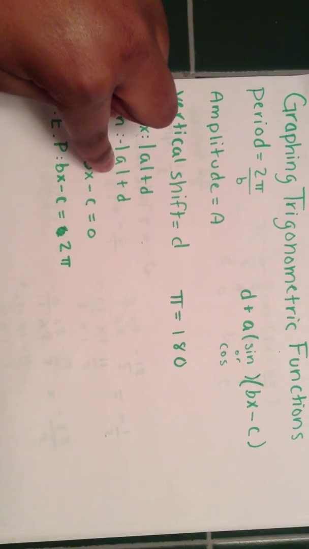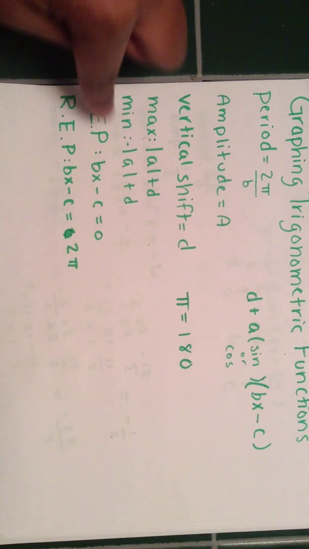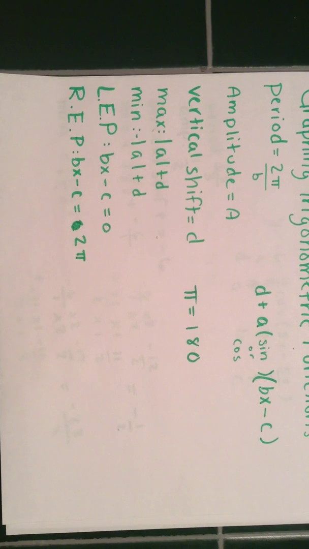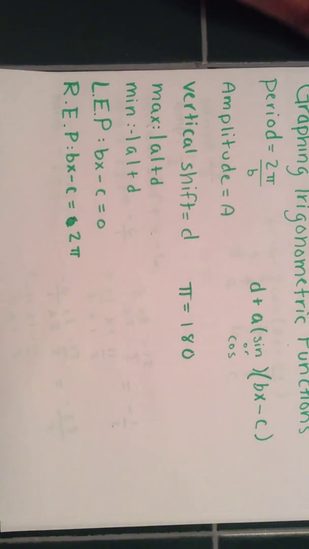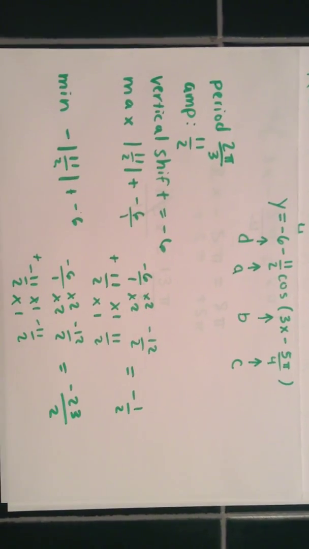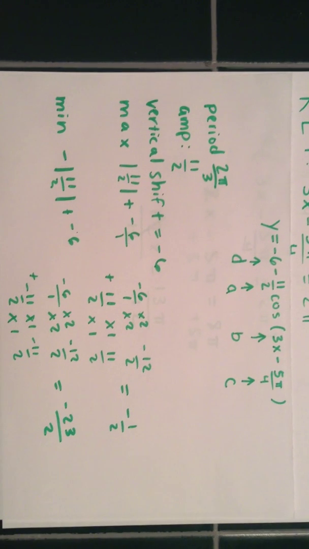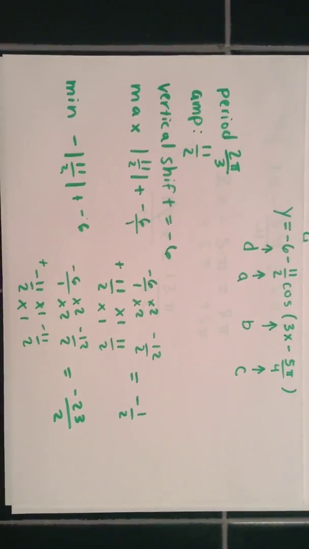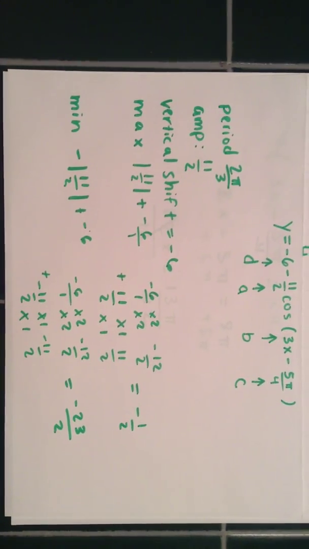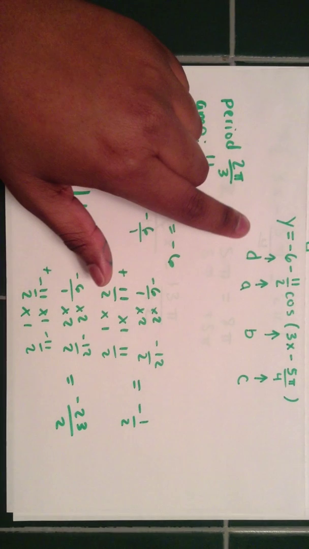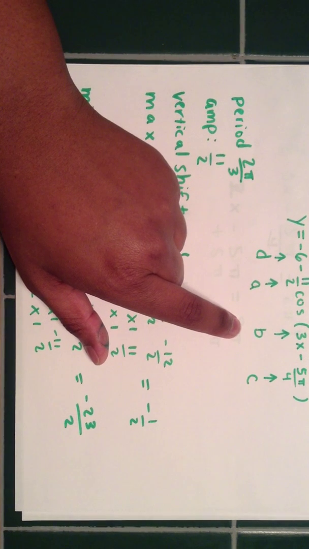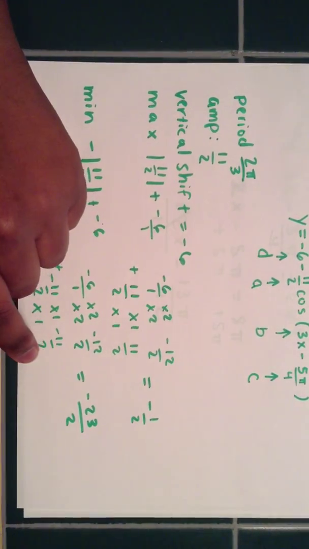Your left endpoint is bx minus c equals 0. Right endpoint is bx minus c equals 2 pi. And pi equals 180. Okay? The problem that I will be doing today is y equals negative 6 minus 11 halves cosine of 3x minus 5 pi over 4. As you can see, I already have outlined it for you. Negative 6 is D, 11 halves is A, 3x is B, and 5 pi over 4 is C.